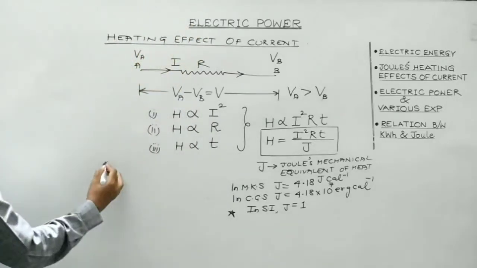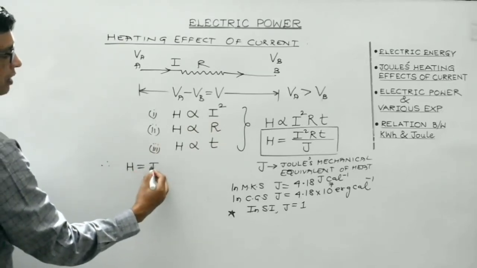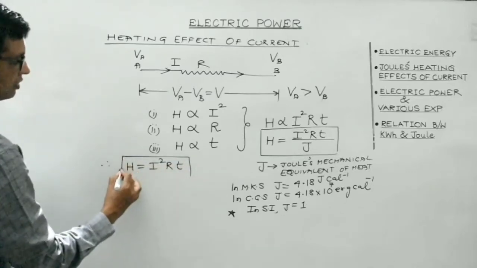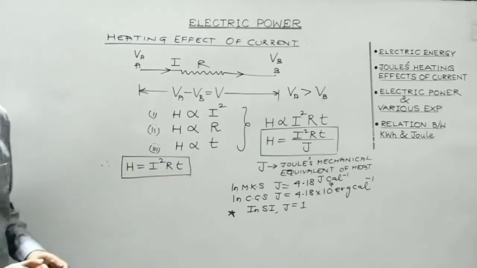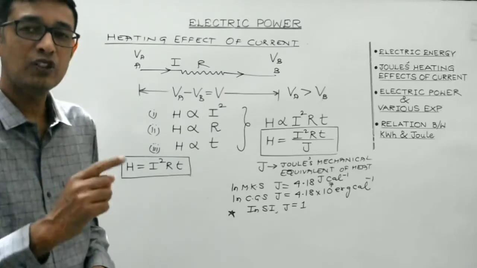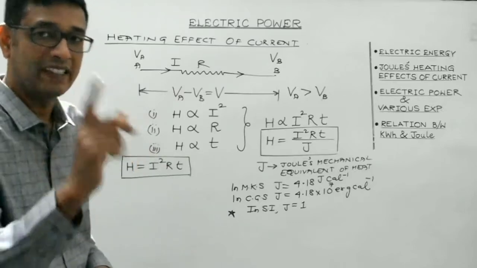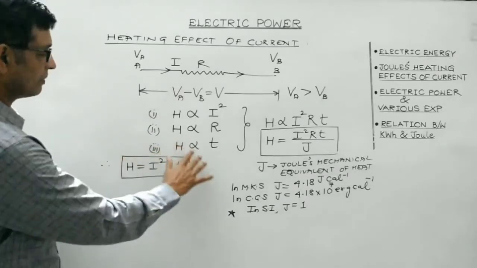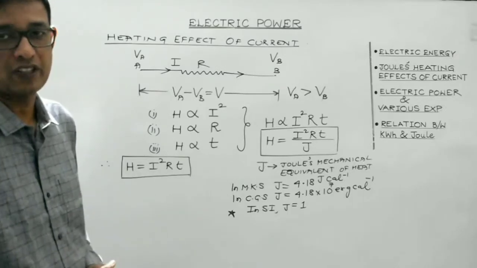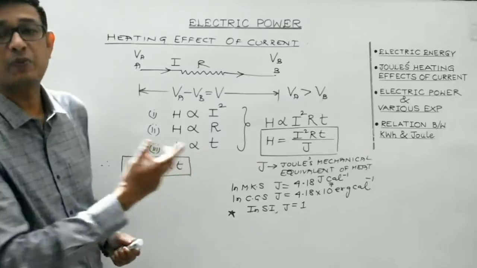Therefore, in SI, H may be written as I square RT. This is the expression for the amount of heat produced when current I is made to pass through a conductor offering resistance R for time T. So I square RT is the mathematical expression for Joule's heating effect of current. Clear, students? Now there are various other expressions as well.